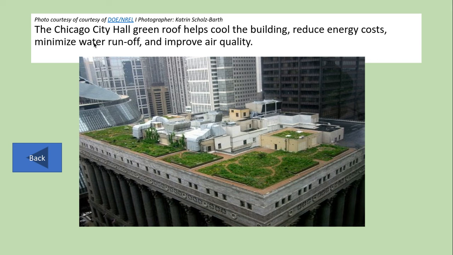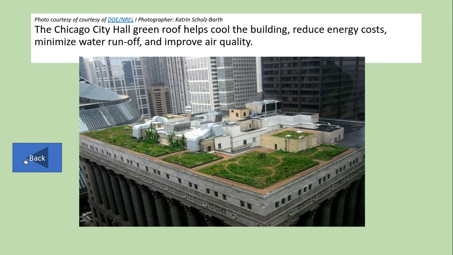Minimize water runoff. What you don't see here is that underneath these little patches of grass are grates. When it rains on this grass, the grass drips the water off into these grates. The grates then filter it into the building and through a system. Eventually this water can be used throughout the building, for the bathroom or a sink or something like that.